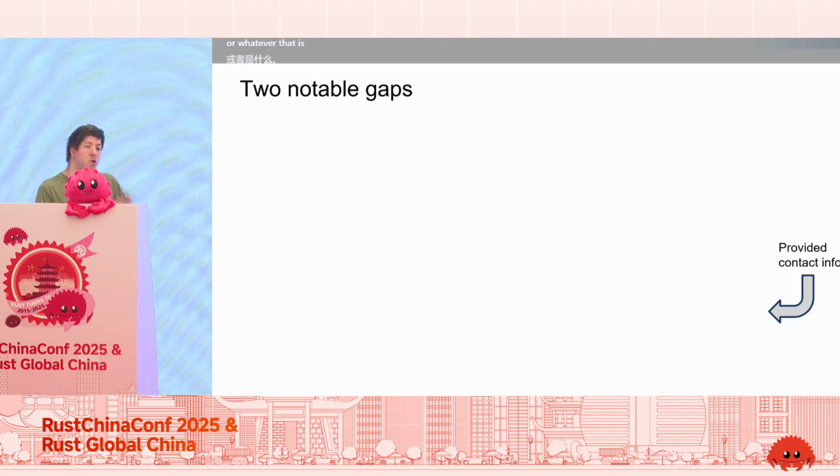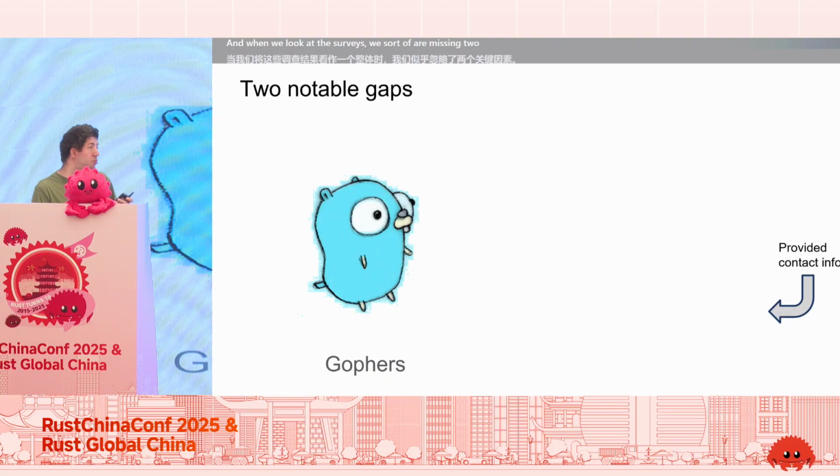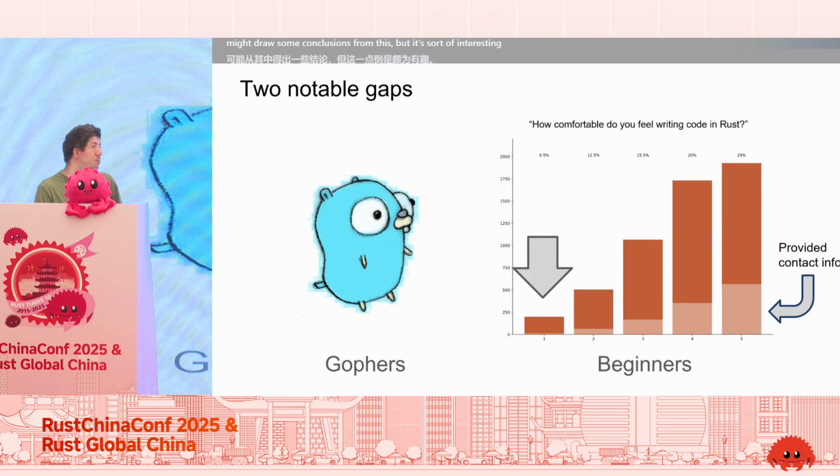And when we look at the surveys, we are missing two groups. First, surprisingly, there were not a lot of people that said that they use Go. You might draw some conclusions from this, but it's interesting and might be worth digging into further. And second, maybe unsurprisingly, the people that answered the survey know Rust well, and the people that don't know Rust well didn't really answer our survey.